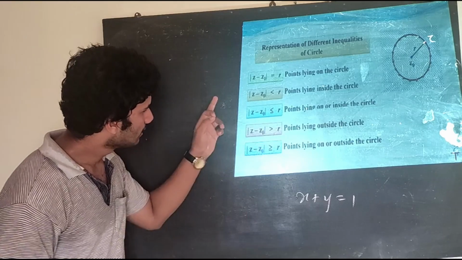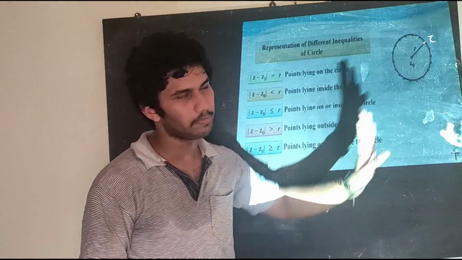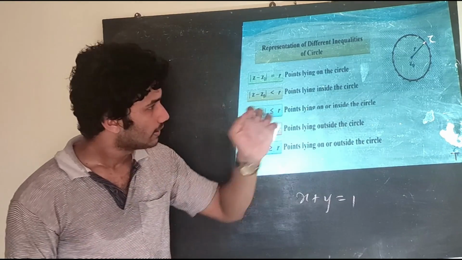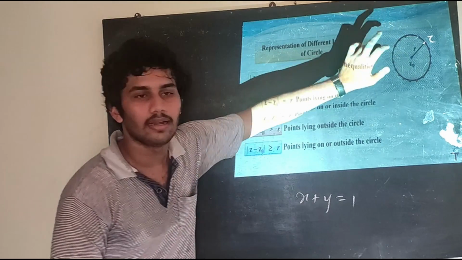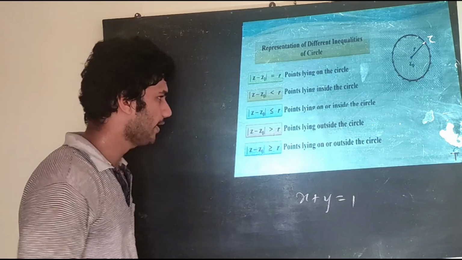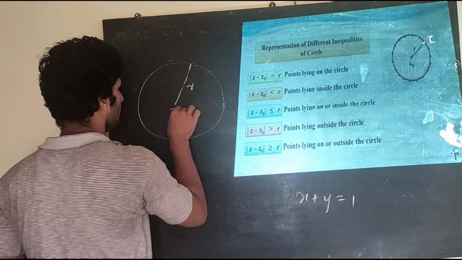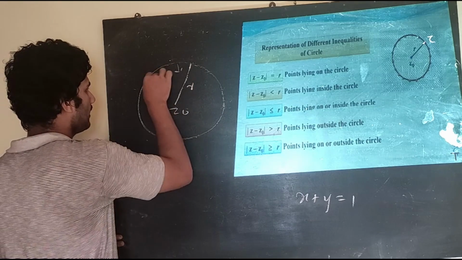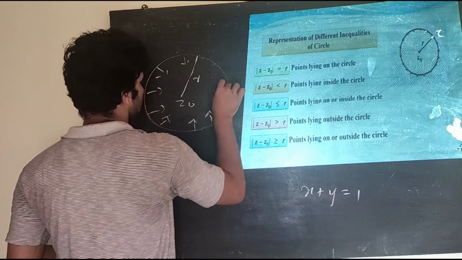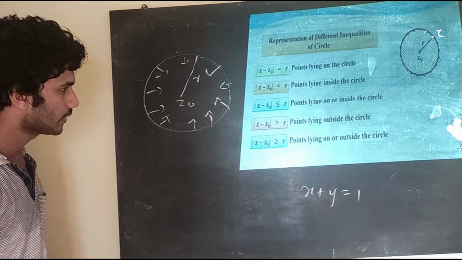The next one is modulus of z minus z naught less than r. Let this be z naught and z be like that only. But less than r means the radius is the same. This is the circle, but the point z lies inside the circle. This is my circle of radius r. This is my z naught. Now z lies somewhere inside the circle because it's less than the radius.